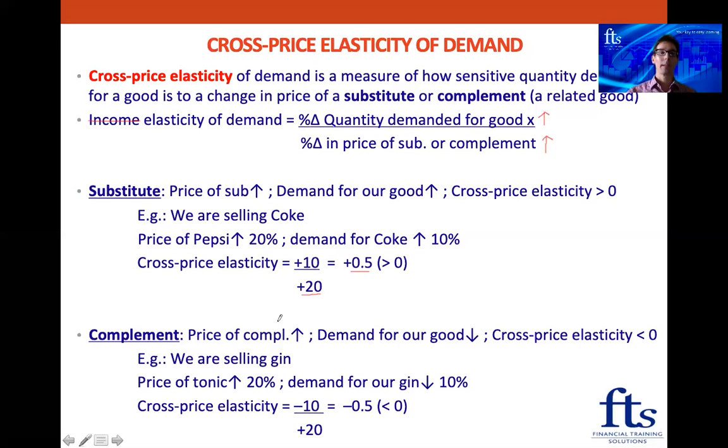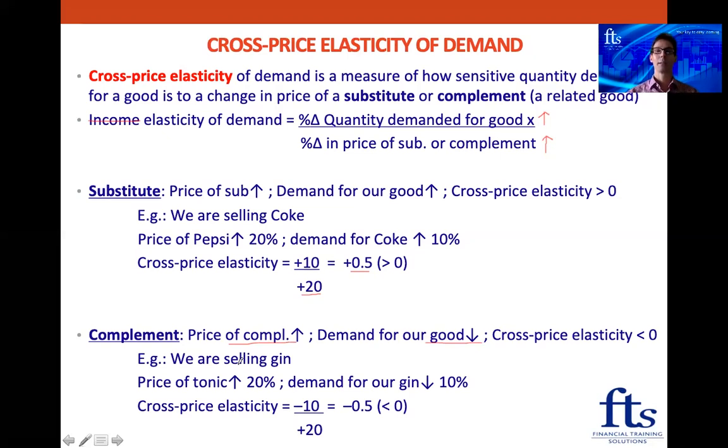Okay, but let's try now a complement. So what is a complement? A complement is something that goes with our good. So as the price of a complement goes up, that's not good for us. The demand for our good is going to go down because it goes with our good. And now the cross price elasticity is negative. It's less than 0. So let's see why.